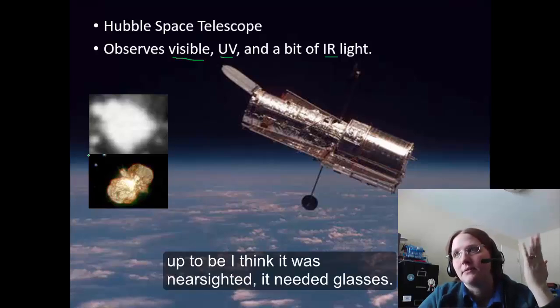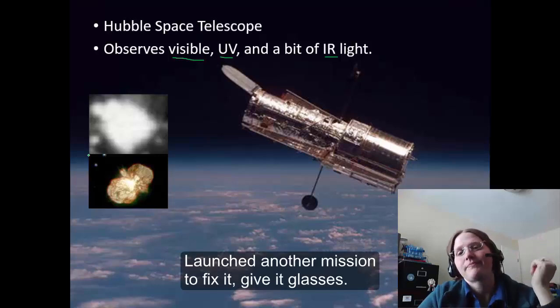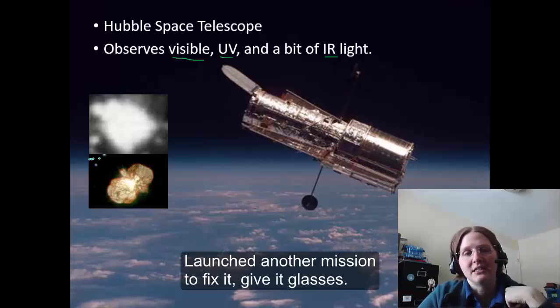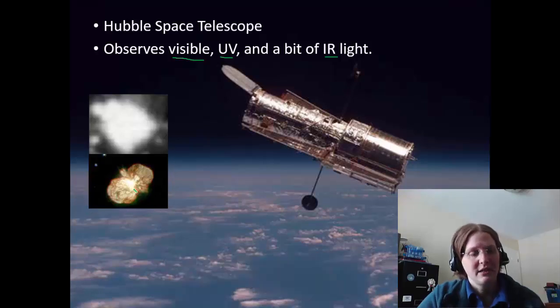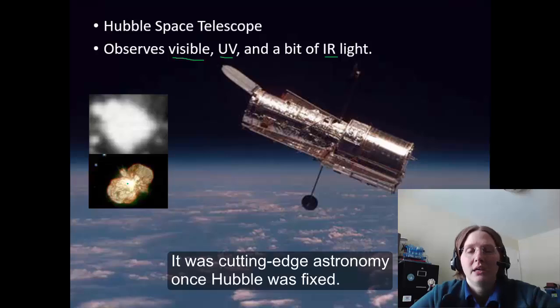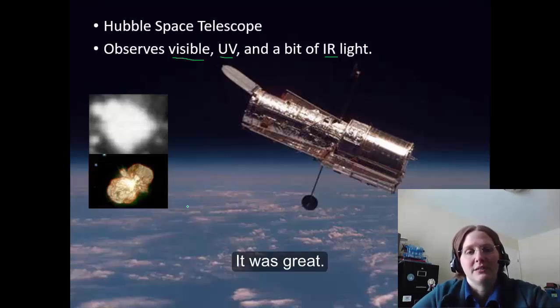Hubble ended up being, I think it was nearsighted. It needed glasses. We launched another mission to fix it, give it glasses. And then we were able to see Eta Carina like this, like we had never seen it before. It was cutting edge astronomy once Hubble was fixed. It was great.